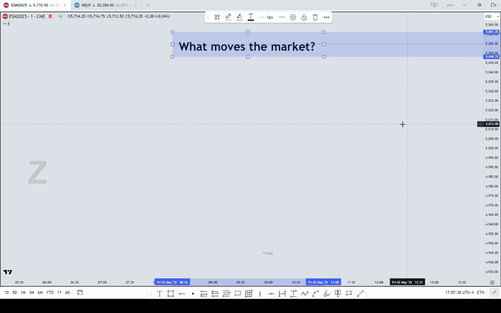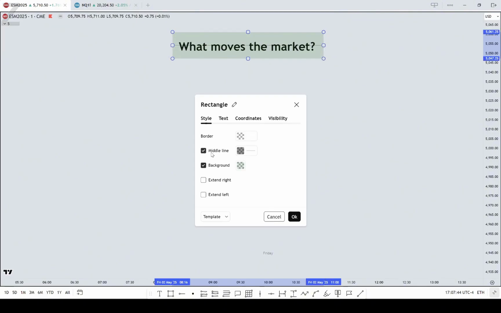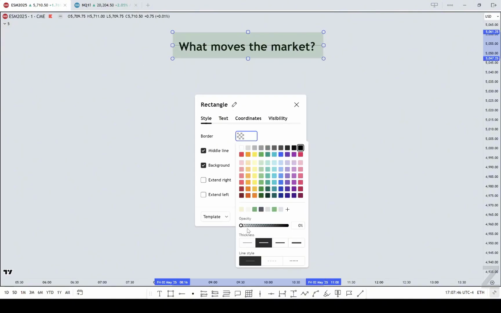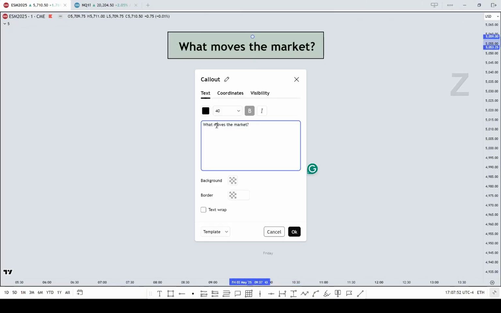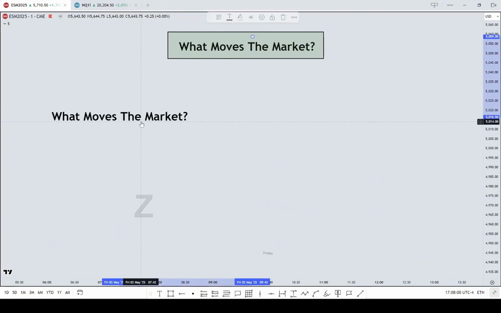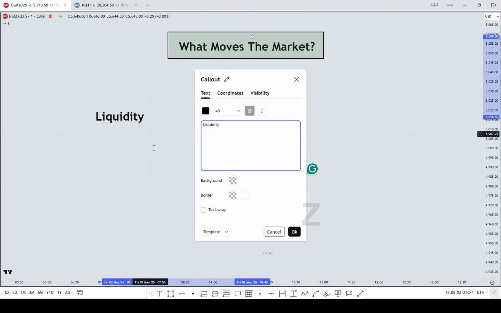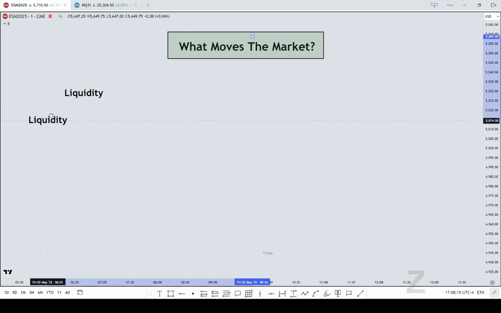Good answer. If you said liquidity, you're on the right track. What is liquidity? Second question. So the first one is right. What moves the market? The answer is liquidity. Perfect. All right, so this is liquidity, and we're going to understand liquidity further beyond what everyone else has understood so far.